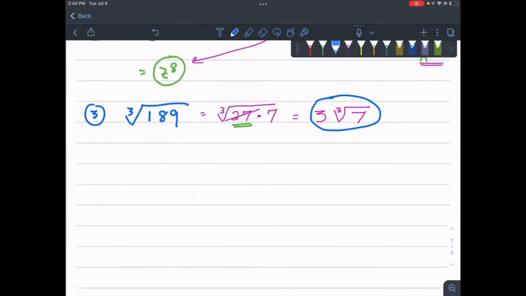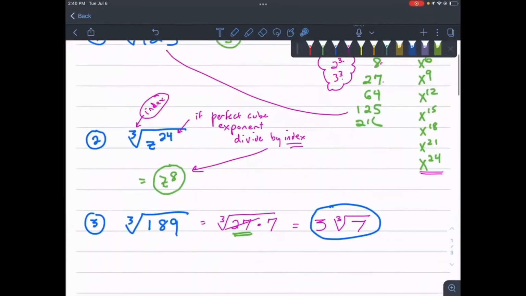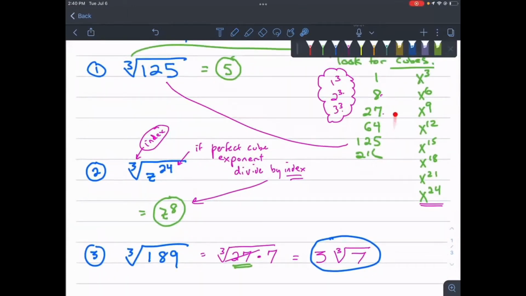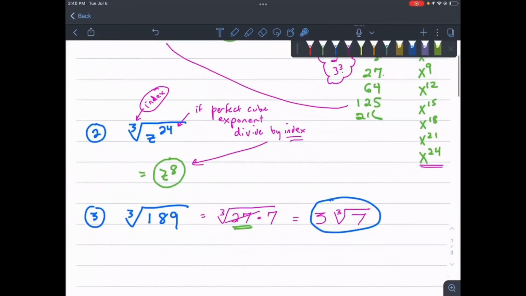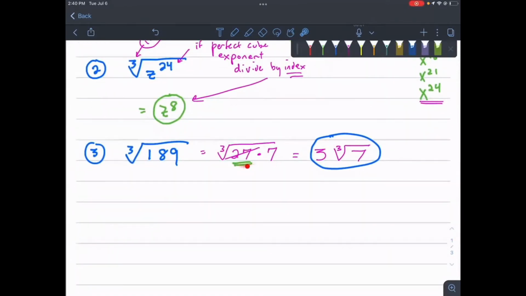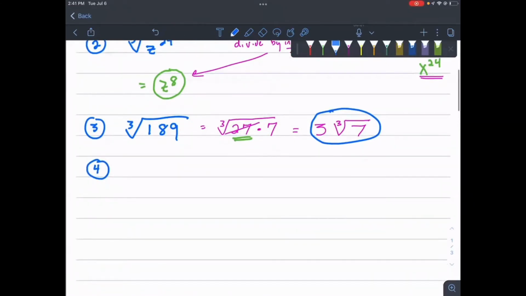Okay, so just to recap, we rewrote the 189 so that we could see if any of these cubes go in. 27 did, so we rewrote this as 27 times 7. Cube root of 27 was 3. One more example for this first segment.